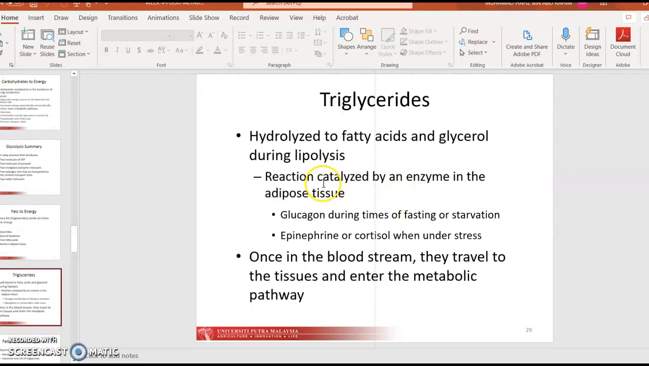The triglyceride will be hydrolyzed to fatty acids and glycerol during lipolysis using lipase. The reaction is catalyzed by an enzyme in the adipose tissue. Glucagon is released during times of fasting and starvation, like I told you before, and epinephrine or cortisol under stress. The difference is that epinephrine is for a short period of stress and cortisol for a longer period of stress. Once in the bloodstream, they travel to the tissues and enter the metabolic pathway.